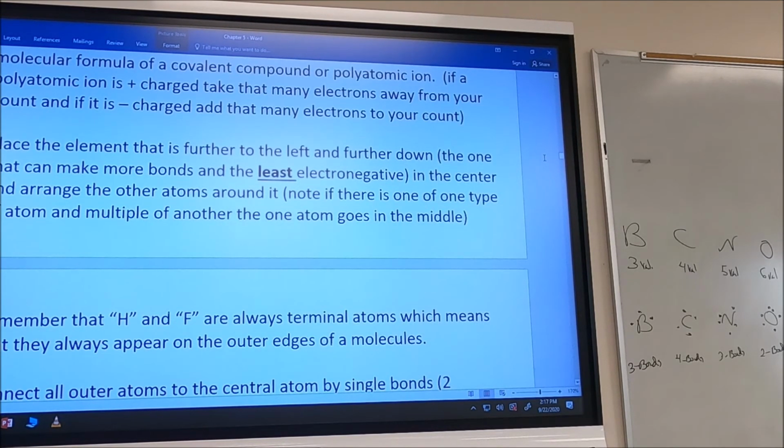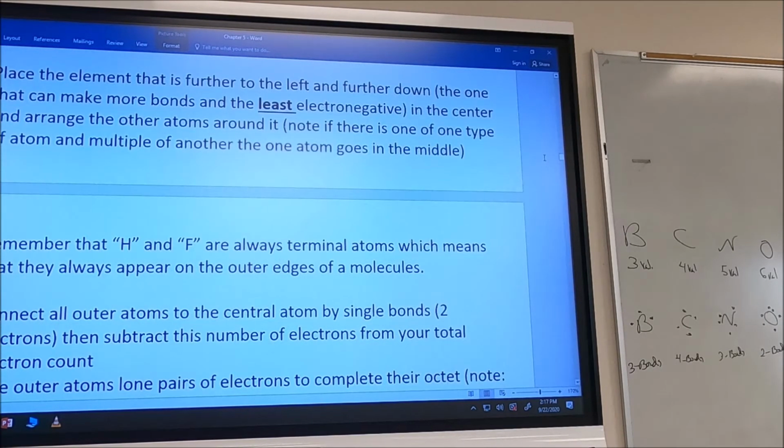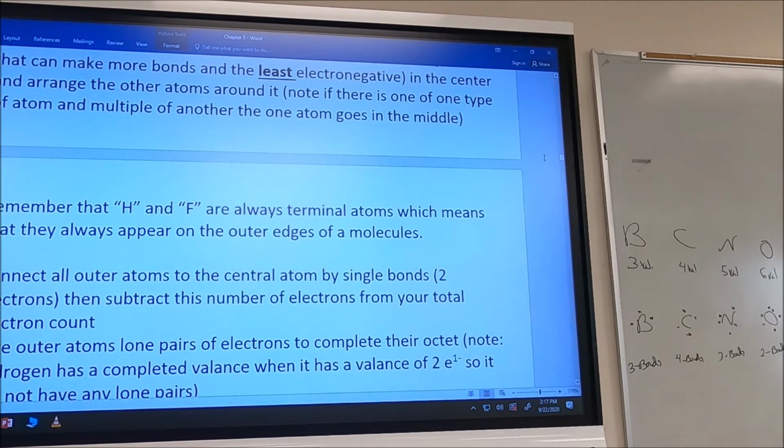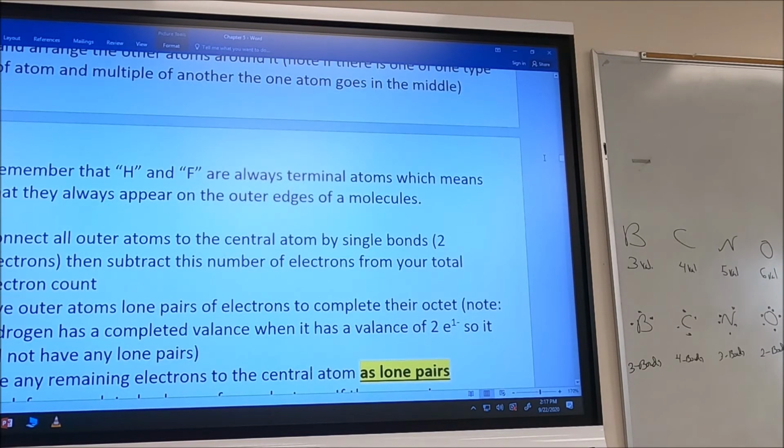Place the element that is furthest to the left and further down, the one that can make the most bonds and is the least electronegative, in the center of the molecule. All other atoms are going to be placed around that, because remember, we're dealing only with molecules that have one central atom and everything hanging off of that. Remember, hydrogen and fluorine are always what we call terminal atoms. They're always going to be found on the outer edge of the molecule. And then you connect all outer atoms to the central atom by single bonds. Remember, a single bond is 2 electrons. Then we subtract this number of electrons from your total electron count.